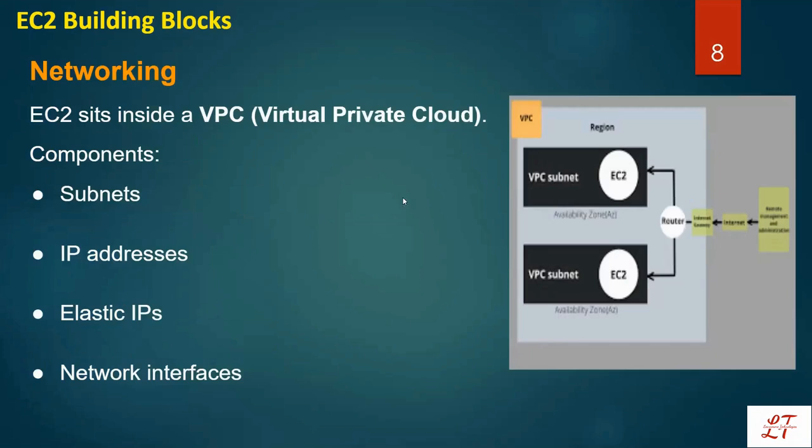Coming to networking, EC2 basically sits inside a VPC. VPC is nothing but a virtual private cloud, and it consists of four components. First, there's the subnet. A subnet is basically a sub-network, consisting of the IP addresses of the subnet and the EC2. Then there's also the elastic IP and also network interfaces.